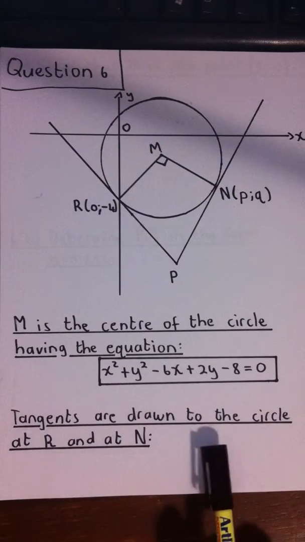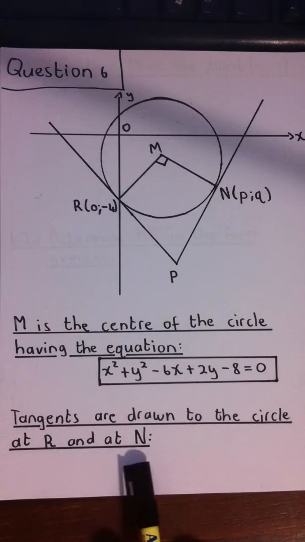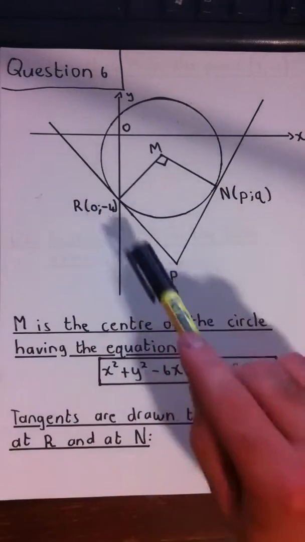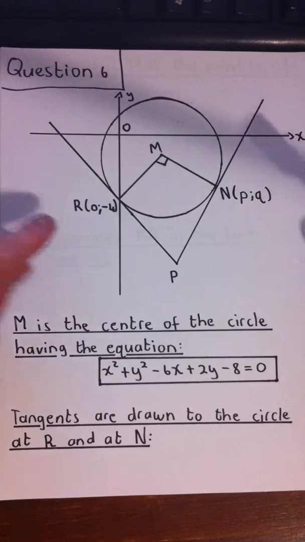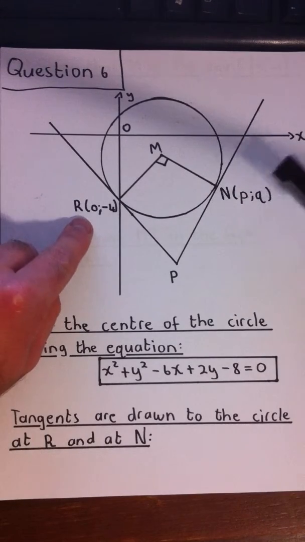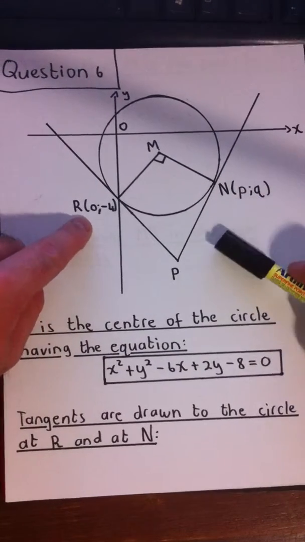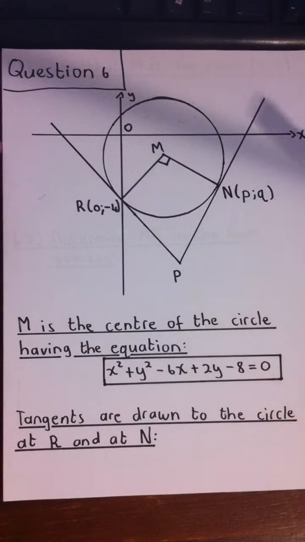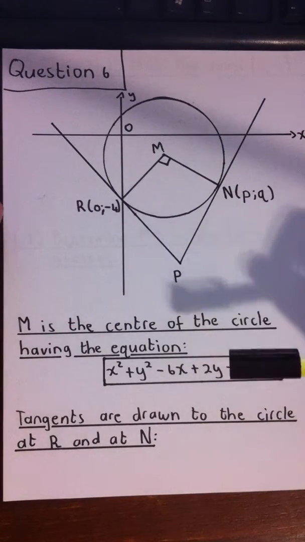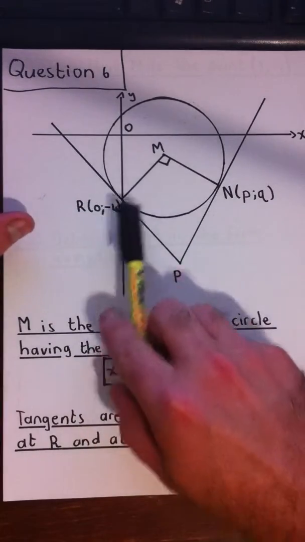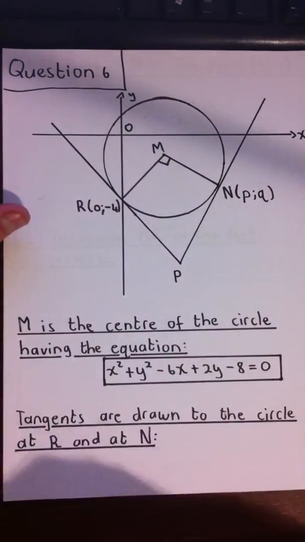And they tell us that tangents are drawn to the circle at R and at N, so we know that this line and this line are tangents. They've also given us that the point R has coordinates (0, 4), and N has the unknowns P and Q as its coordinates. They also show us that the tangents meet at the point P, and that this angle here is 90 degrees.